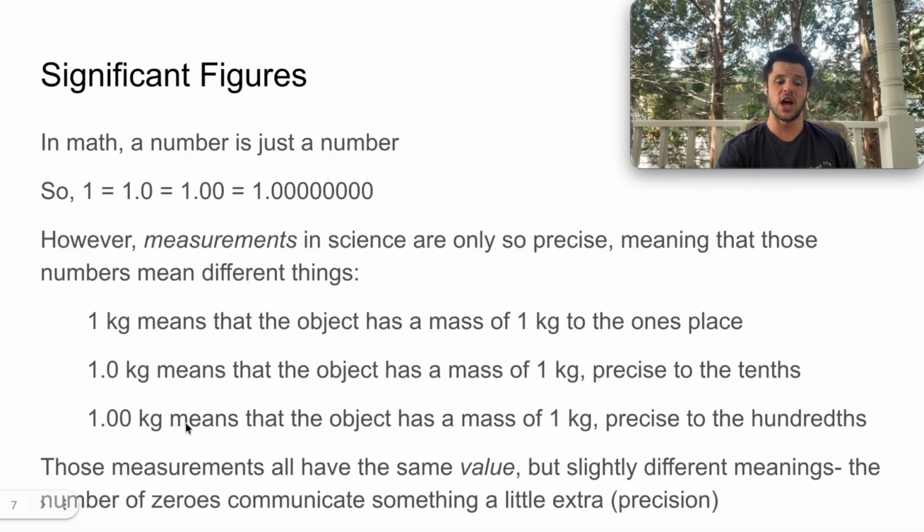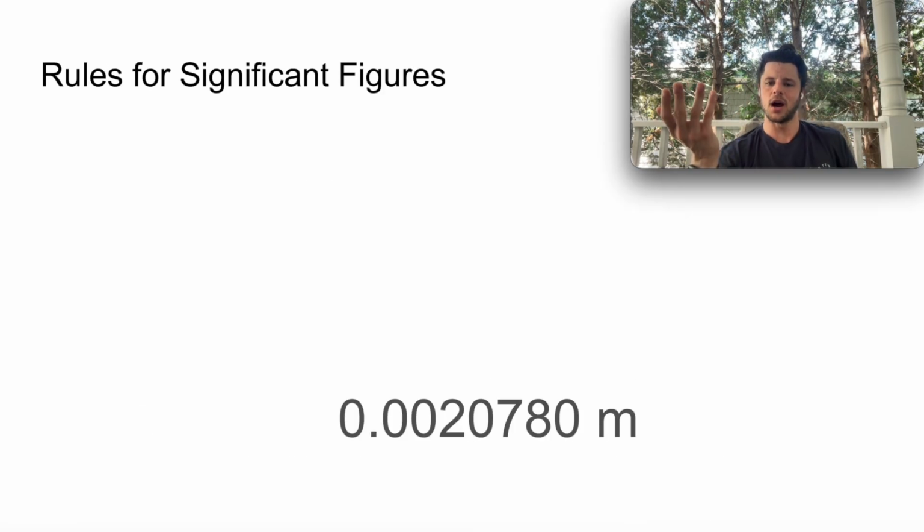If a 1.00 kilogram scale gave us that reading, then we know it has to be between 1.01 and 0.99 kilograms. So again, these extra zeros are communicating something. Even though all three of these numbers say 1, they all have the same value, they're communicating a slightly different meaning to us. And that meaning, again, is the amount of precision involved in that number. So now we kind of know what significant figures are.